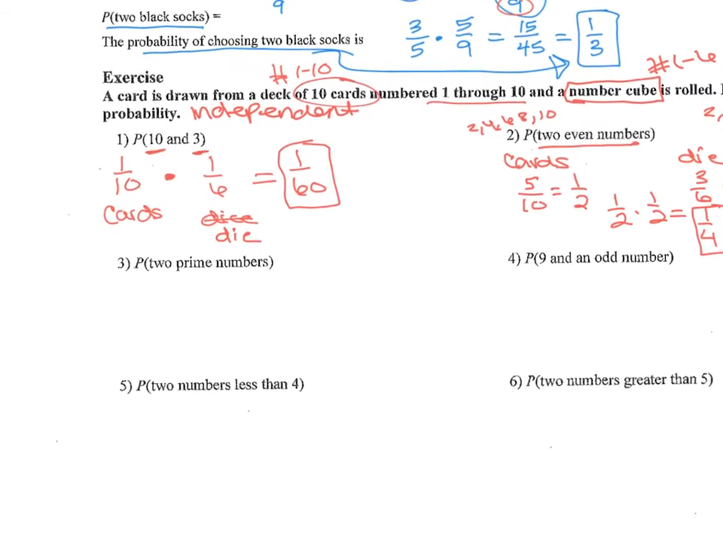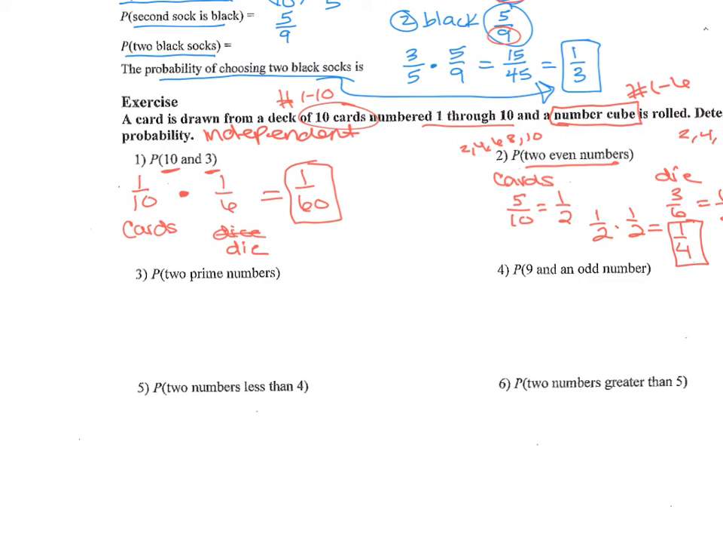Okay, so number 3, 2 prime numbers. Remember, prime numbers are those numbers that have only 2 factors, 1 and the number itself. So it should be 2, 3, 5, and 7. 2 is even, but it only has 2 factors, 2 and 1. So 2, 3, 5, and 7. That's all of your prime numbers.